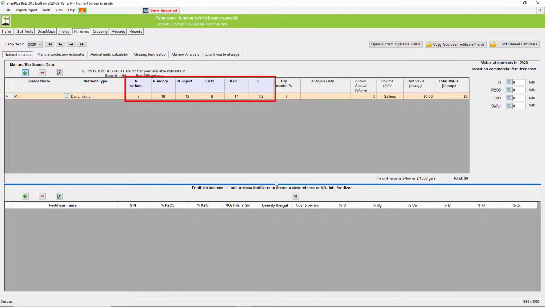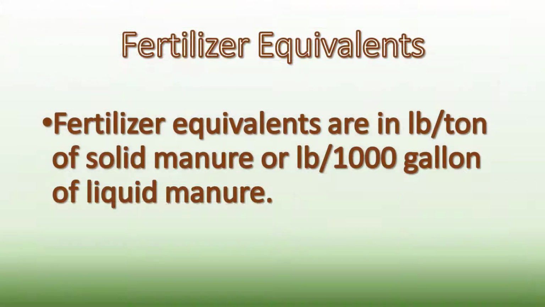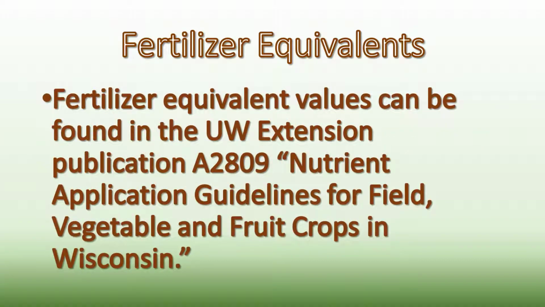Typical first-year available fertilizer equivalent nitrogen, phosphorus, potassium, and sulfur contents for the selected manure type will automatically appear, along with the typical dry matter content. Fertilizer equivalents are in pounds per ton of solid manure or pounds per 1,000 gallon of liquid manure. The source for these values is from the University of Wisconsin-Madison Research and can be found in the UW Extension publication A2809 Nutrient Application Guidelines for Field, Vegetable, and Fruit Crops in Wisconsin.